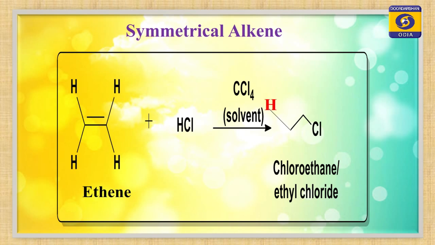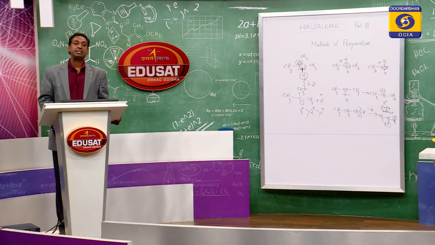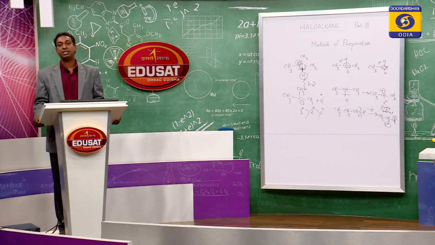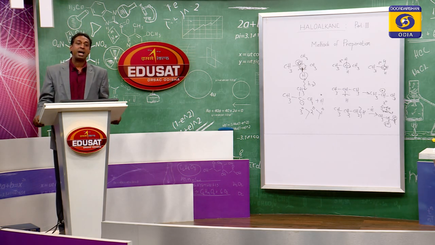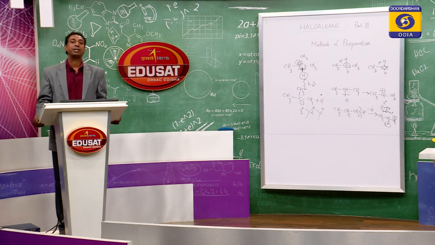Remember, in this case we are using a solvent, carbon tetrachloride. But students, if the alkene is symmetrical, then it does not matter where you add H and where you add Cl, you get alkyl chloride. But if the alkene is unsymmetrical, then the addition follows Markovnikov's rule.